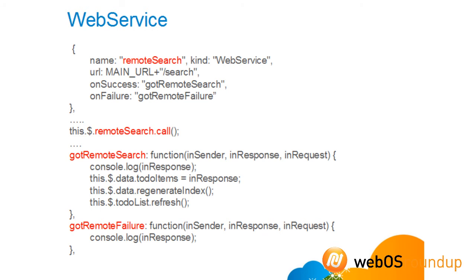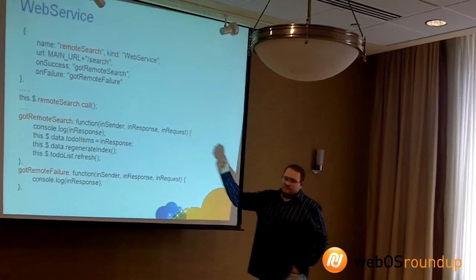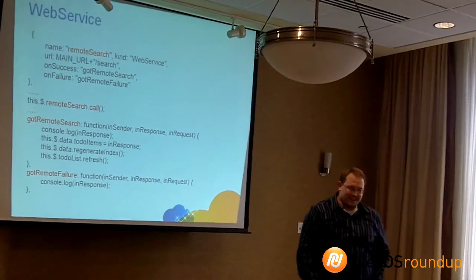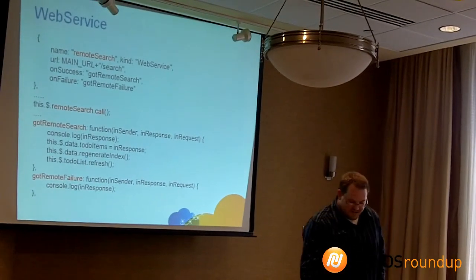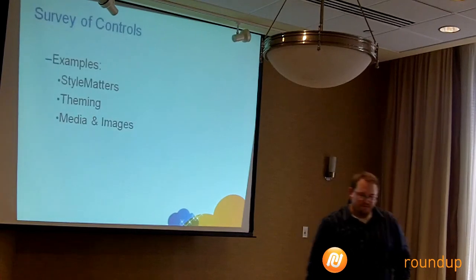Then to invoke the call, you can see here the remote.search.call. That calls the web service with the URL on it, and when it gets the results, it does remote search or got remote failure. In this case, the web services call has 3 parameters, which is your response and your request. You'll have to get used to that. The number of parameters will change depending on what type of call you're doing.